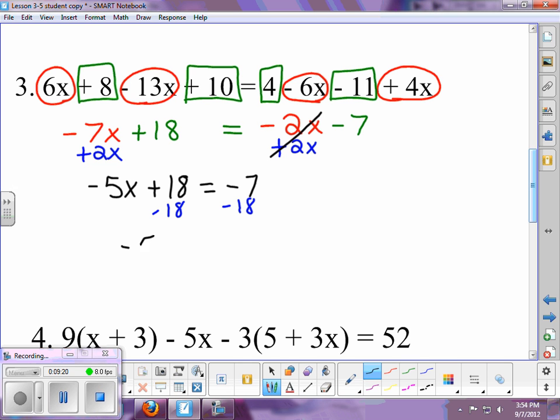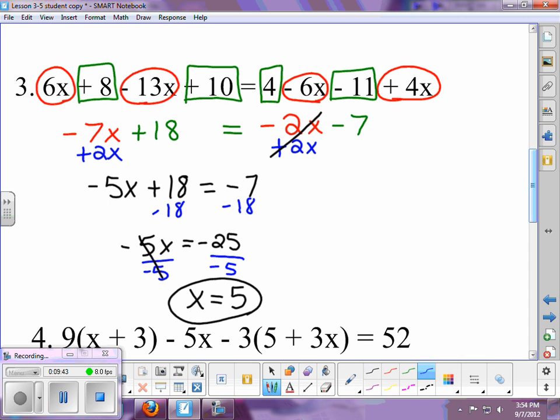This is negative 5x equals negative 25. And then lastly, divide both sides by negative 5. Don't forget that a negative divided by a negative is a positive. Positive 5. So we took a problem that looked really hard from the beginning and just worked our magic, worked our normal steps, and came out with a pretty decent answer in the end.